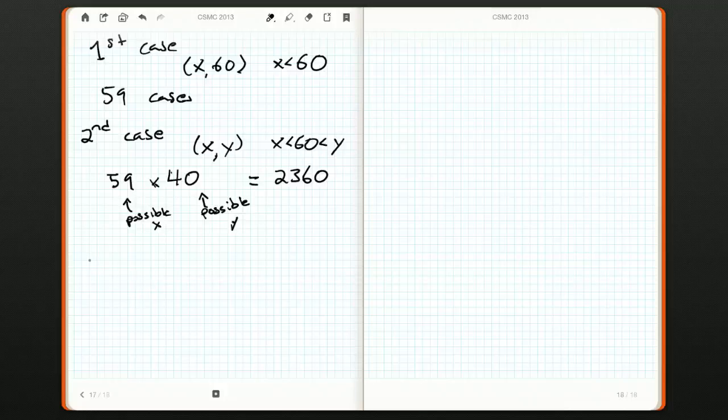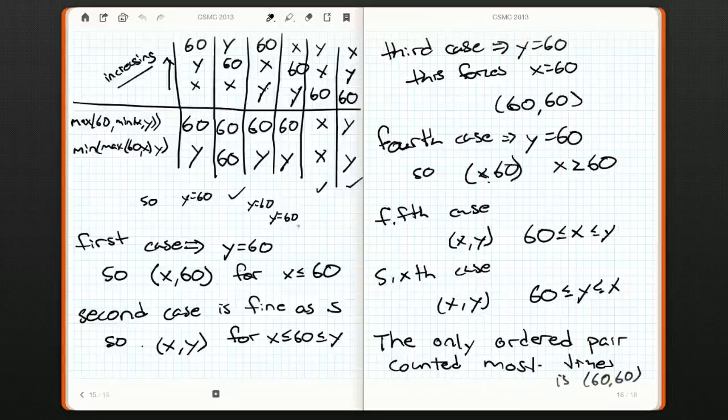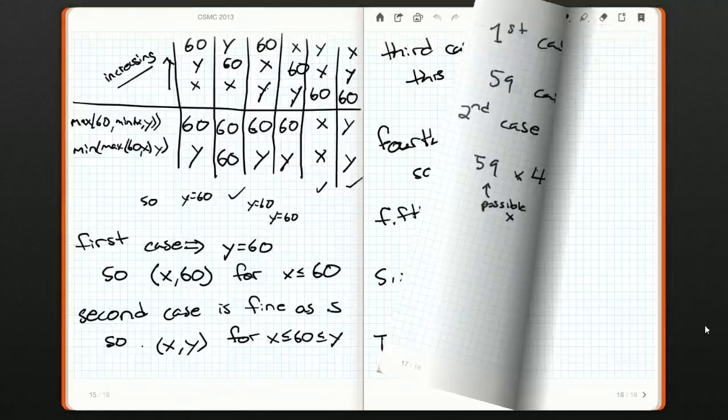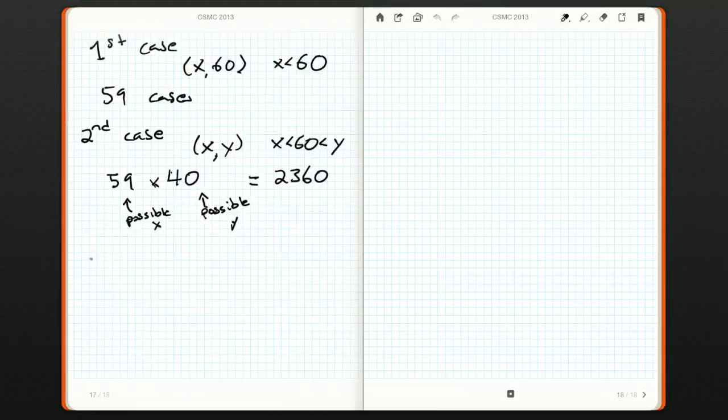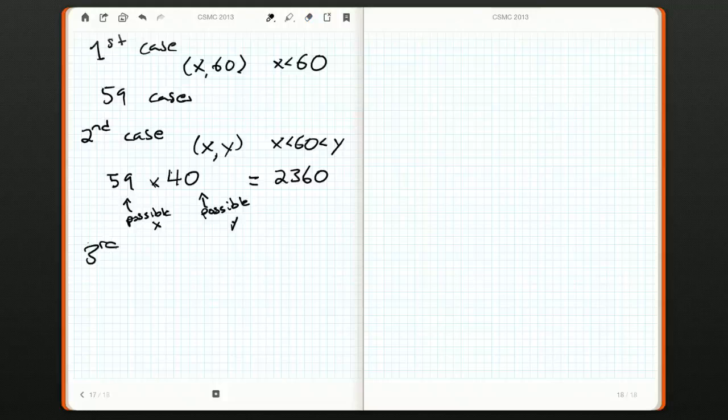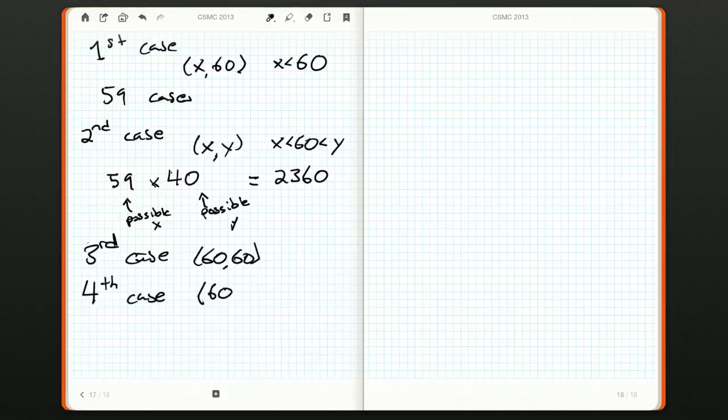Oh well. The third case, was that the one that just turned out to be 60-60? Yeah, so the third case was 60-60. The fourth case is y is 60, x will have to be strictly greater than 60 so that we don't double count the 61. So we'll count the third case by itself as the one instance where 60-60 is done. That's 1.